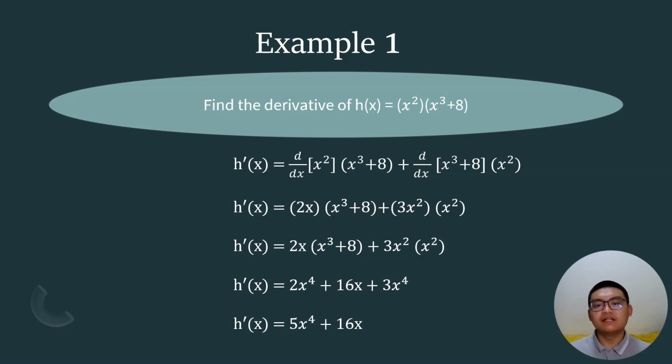So in summary, the derivative of h of x, which is the product of x squared and the quantity x cubed plus 8, is equal to 5x to the 4th power plus 16x.